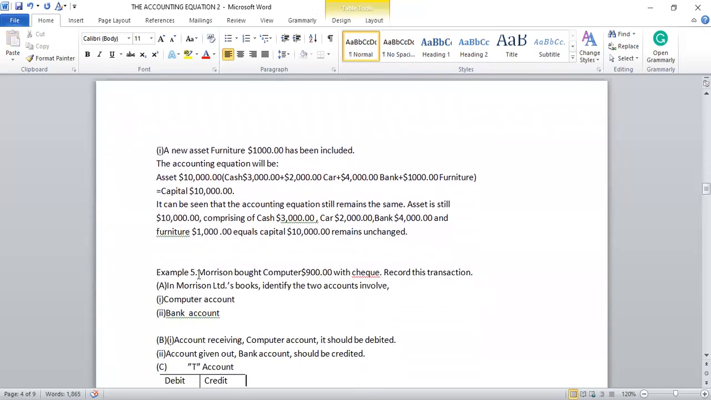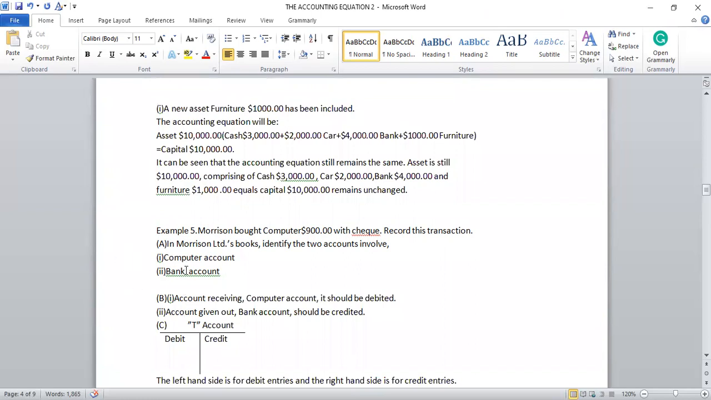Now, example 5. Morrison bought computer for $900. Record this transaction. So we apply the double entry principle. The first step, in Morrison Limited books, identify the two accounts involved: I, the computer account, II, the bank account. After identification of the two accounts, then go on to the next step.